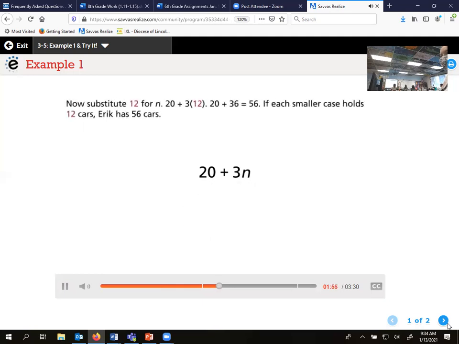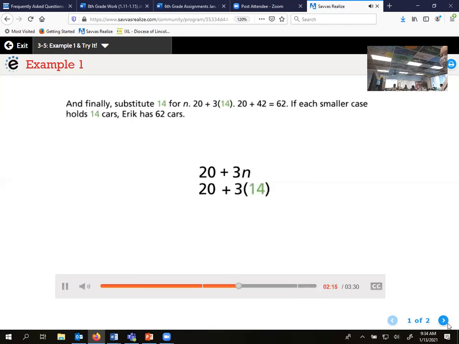Now substitute 12 for n. 20 plus 3 times 12. 20 plus 36 equals 56. If each smaller case holds 12 cars, Eric has 56 cars. And finally, substitute 14 for n. 20 plus 3 times 14. 20 plus 42 equals 62. If each smaller case holds 14 cars, Eric has 62 cars.